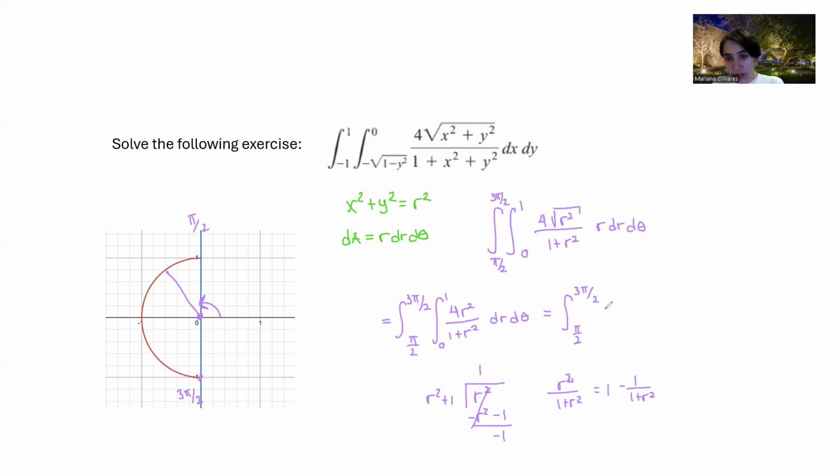I'm taking the constant, which is this 4 here, out of the integral, and I'm just writing 1 minus 1 divided by 1 plus r squared dr d theta. Okay? Now, in this way, it's going to be easier to solve the exercise. Let me erase what we have here. And with that, we can solve the integral.